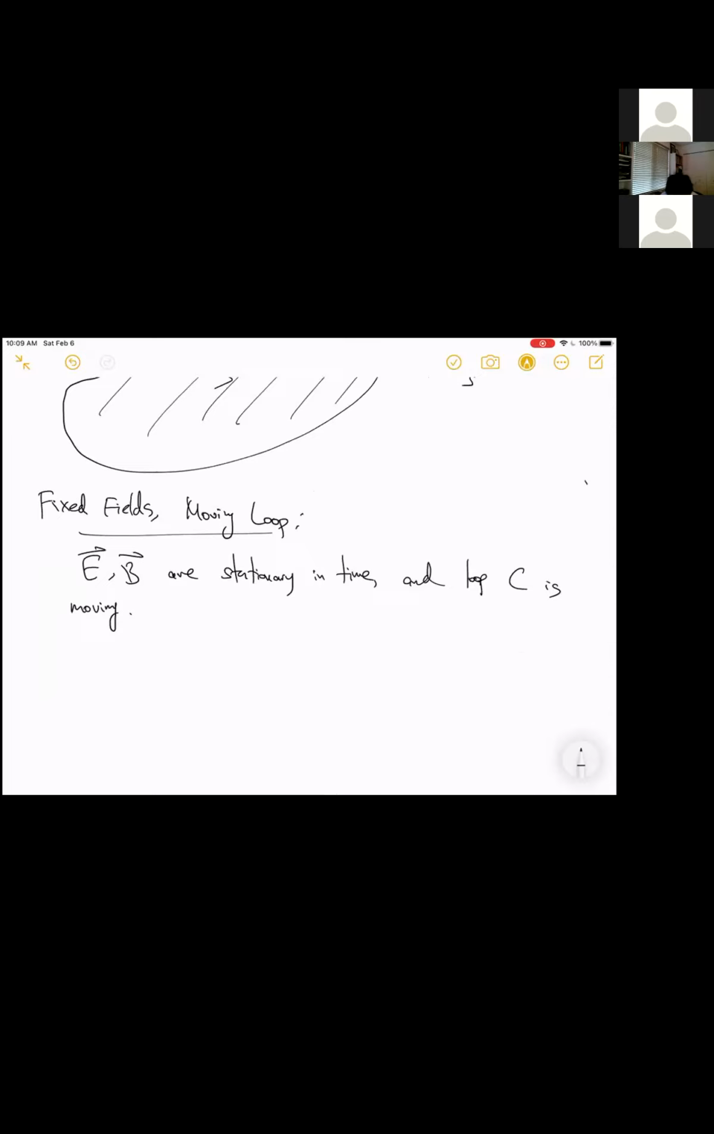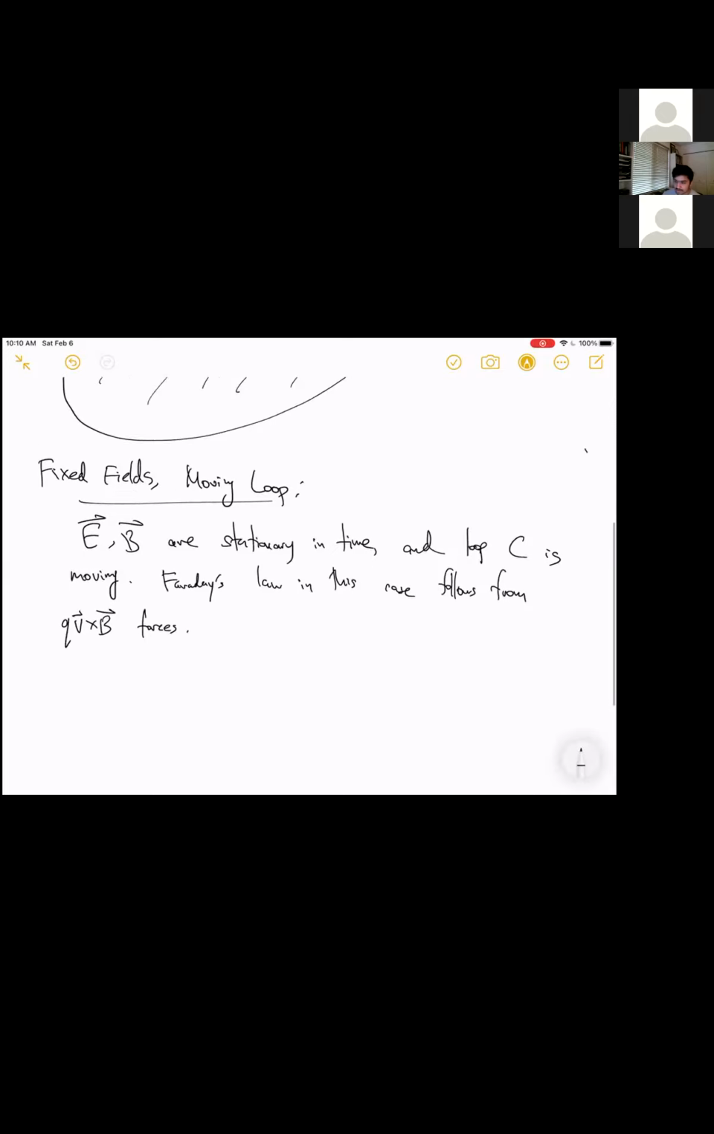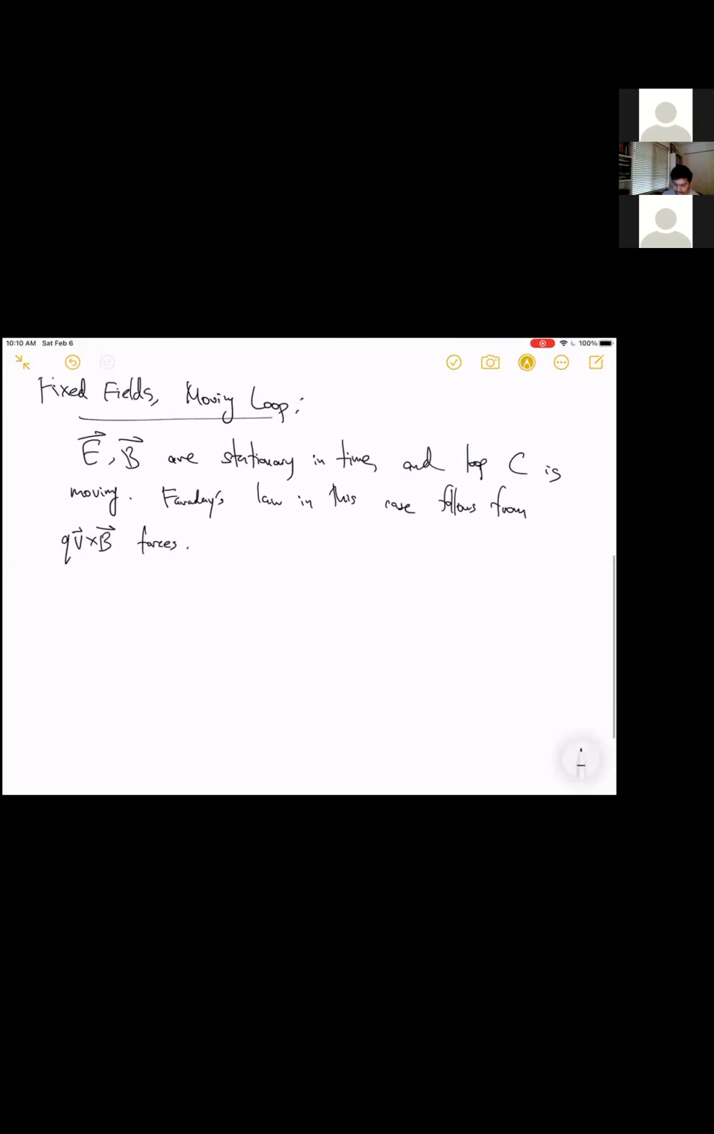So here, Faraday's law in this case follows from QV cross B forces. So let's do a classic example to illustrate this point.